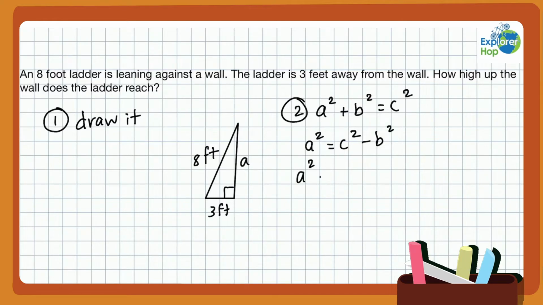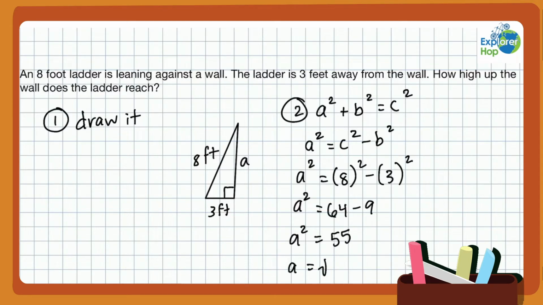So a squared is equal to 8 squared minus 3 squared. Therefore, a squared is equal to 64 minus 9, and a squared is equal to 55. Therefore, a is equal to the square root of 55, which is around 7.42 feet.